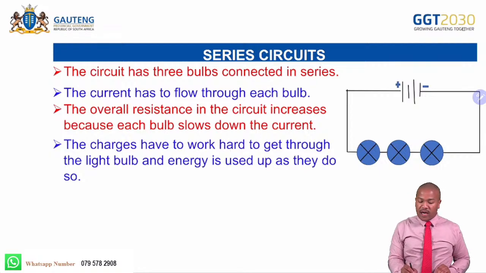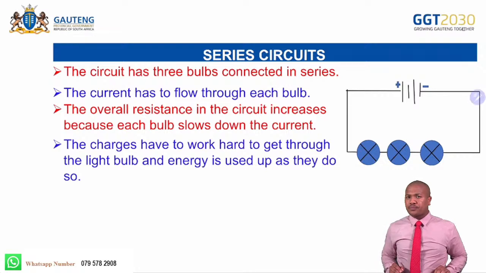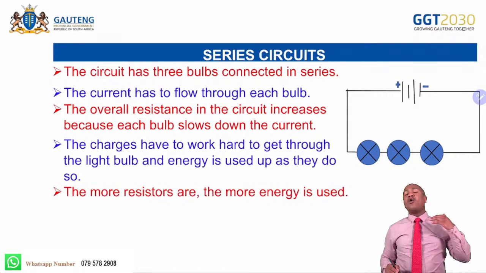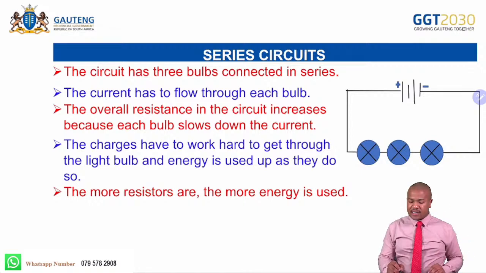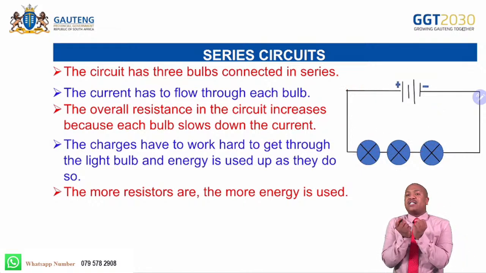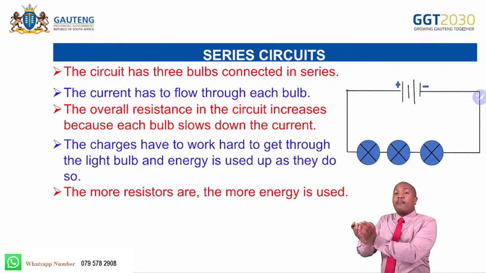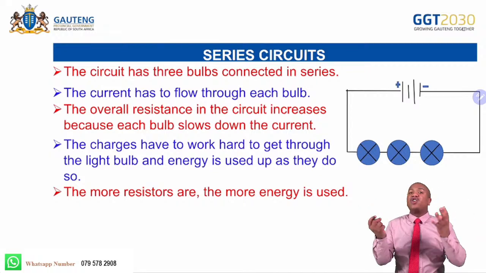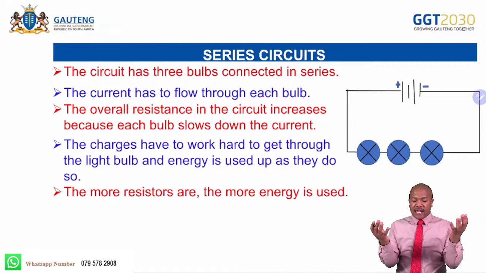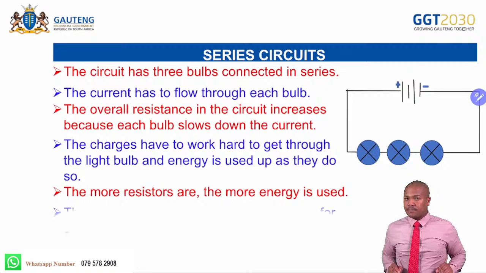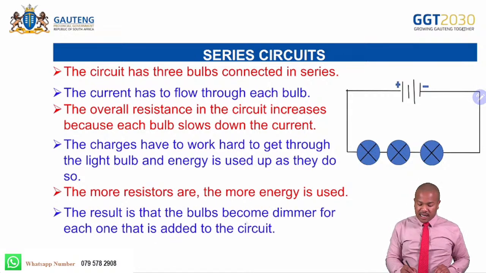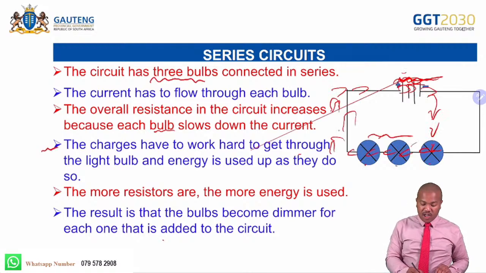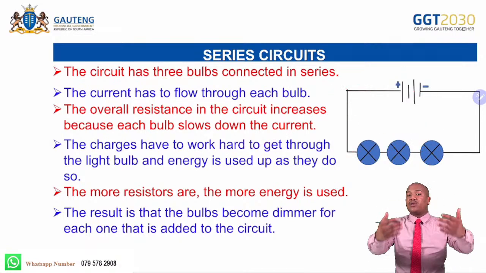The charges have to work to get through each light bulb, and the energy is used up as they do so. Not only that, right? The more resistors there are, the more the energy is used. Hence, these light bulbs become dim, because you have added more and more light bulbs as resistors, and each and every one of them uses energy. Hence, the current decreases. So the result is that the light bulbs become dimmer for each one as you add to the circuit, right?